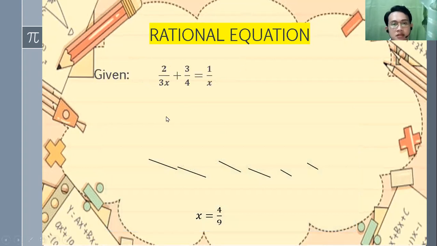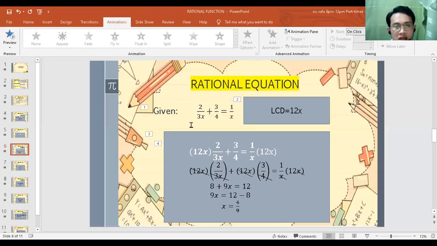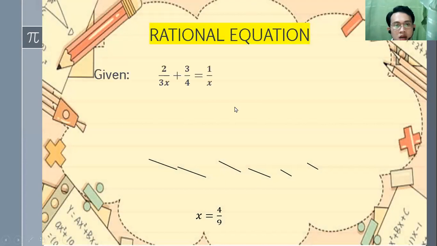Next. So given an equation here, 2 over 3x plus 3 over 4 is equal to 1 over x. So in this given, we are going to do the same process. First thing is to find the LCD. So what's the LCD of 3x, 4, and x? Finding the LCD, it should be an expression which is divisible by 3x, divisible by 4, and divisible by x.